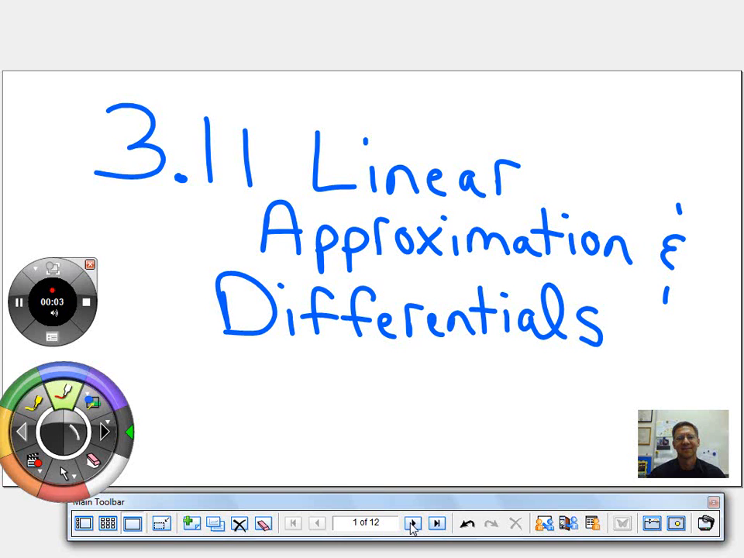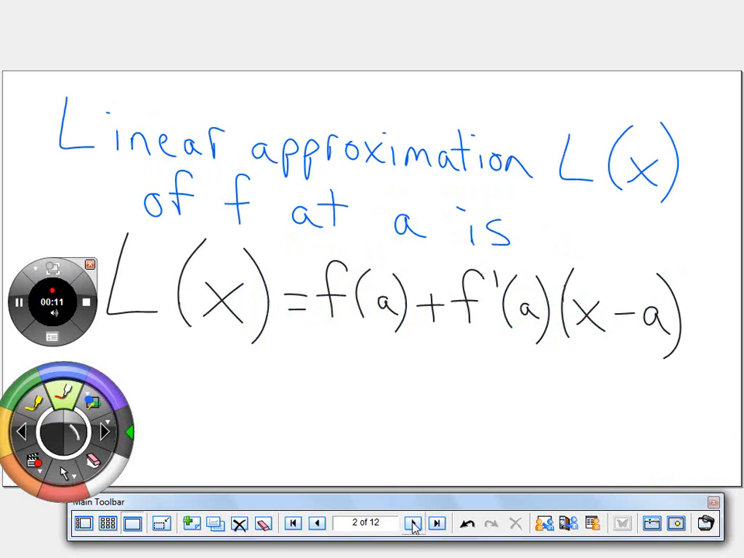Alright, I'm going to show you some things about 3.11, linear approximation, and differentials. First thing is, linear approximation, we usually use capital L of x, and we're finding the L of x of a function at a particular x value. And the formula is L of x equals f of a plus f prime of a times x minus a.